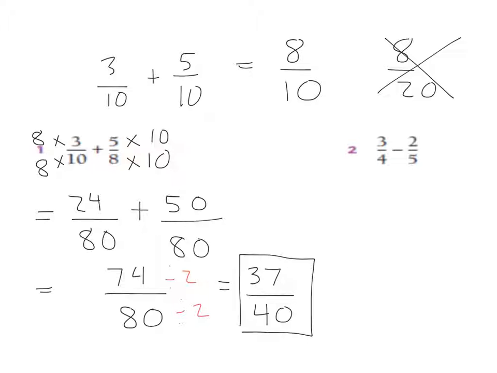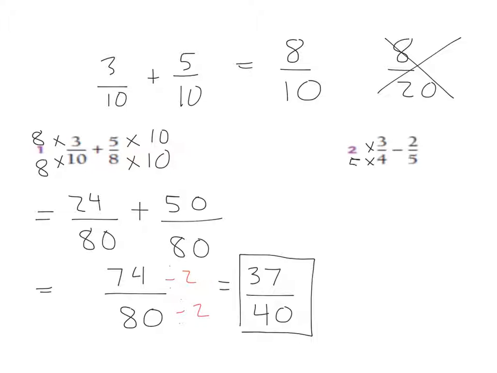The next one I'm looking at here is 3 over 4 subtract 2 over 5. So again, I'm going to look at the 3 over 4. That's my smaller denominator. I can't multiply 4 by anything to give me 5, but what I realize is that 4 and 5, a really good common denominator in this case, would be 20. So I'm going to multiply through here.